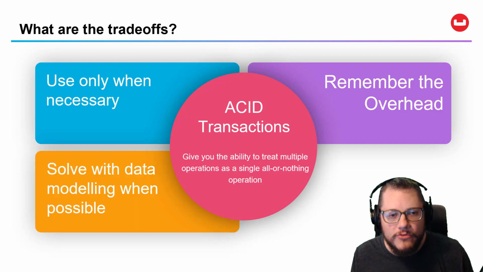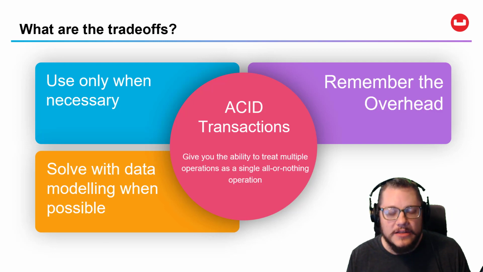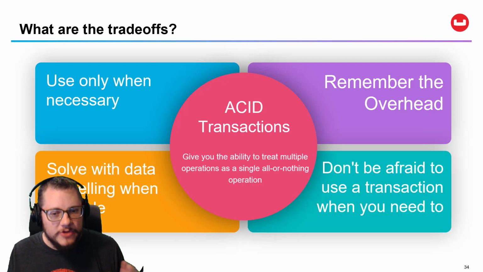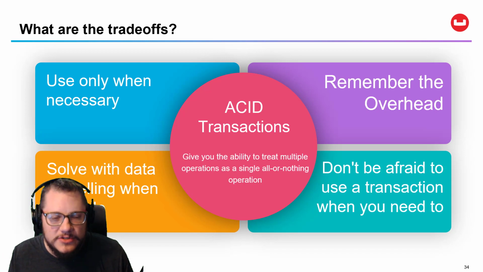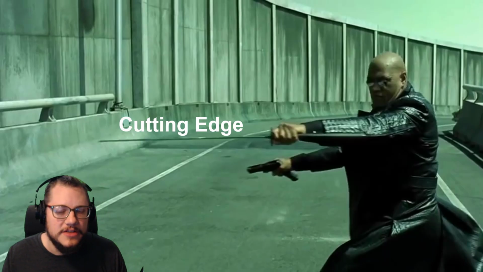And so solve with data modeling when possible. Use an aggregate-oriented approach as much as you can, and consolidate as much as possible to avoid the need for a multi-document transaction. But in the end, don't be afraid to use a transaction. They exist for a reason. It's a tool, it's a safety net, but don't lay in it like it's a hammock. Transactions in NoSQL are on the cutting edge, and they're still evolving.